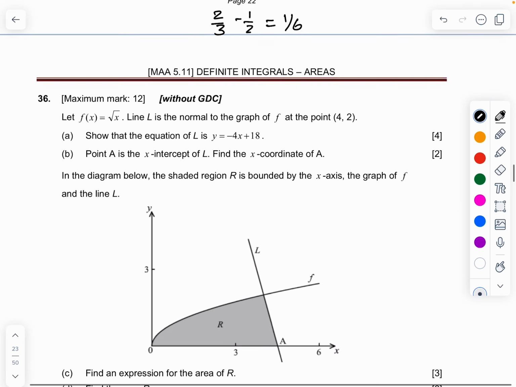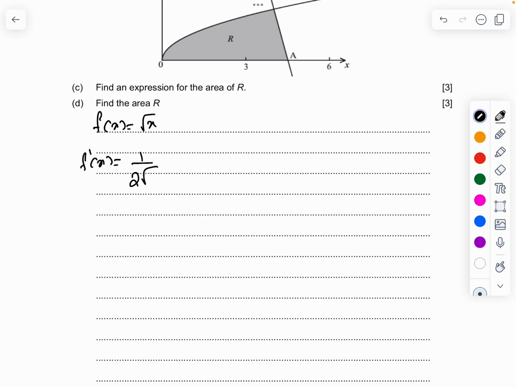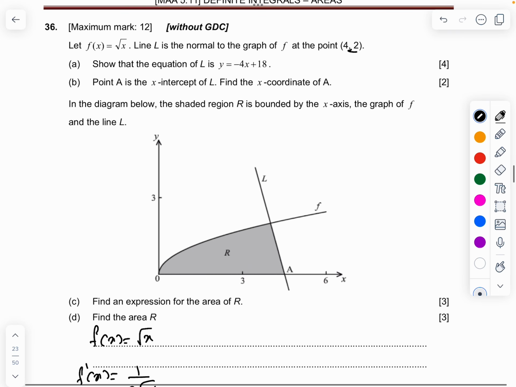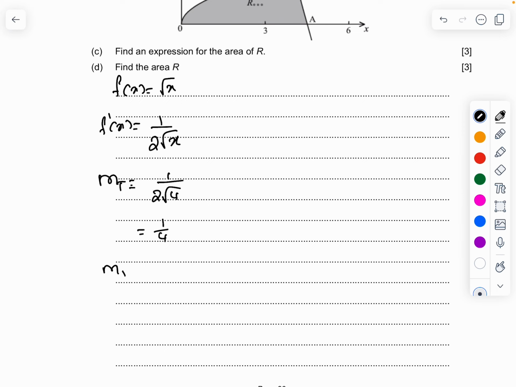So first of all, f of x equals root x. So what will be f prime x? The derivative of square root of x, if you remember, is 1 upon 2 square root of x. Now I want to substitute the value at 4, 2. So the gradient of the tangent will be 1 upon 2 square root of 4, which is 1 upon 4. So the gradient of the normal will be minus 4.